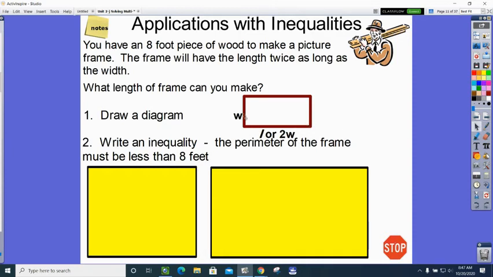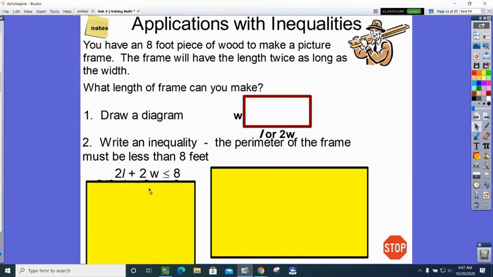So the first thing is I'm going to let W equal the width in feet. So let's let W equal the width in feet. Now I'm going to write my equation, or rather my inequality, because I don't have to use up all the wood. So basically 2 lengths plus 2 widths has to be less than or equal to the 8. We've done these before, we would put equal, but if you think about the real world, you can have scrap wood left over. So it's really an inequality.